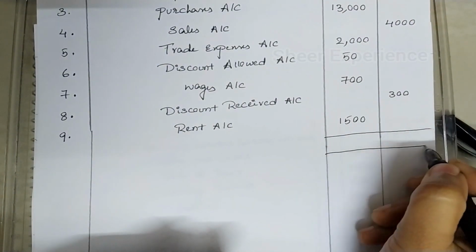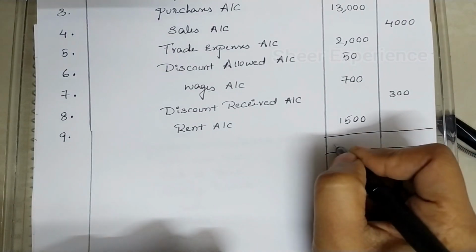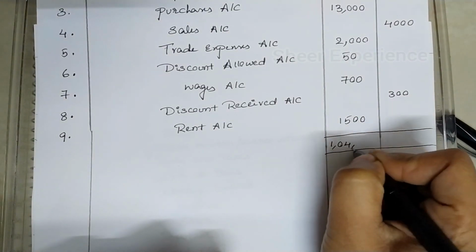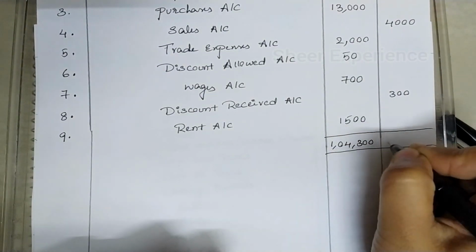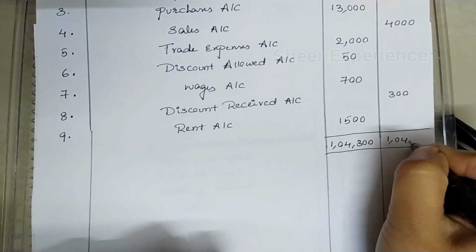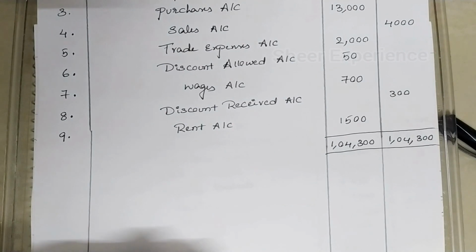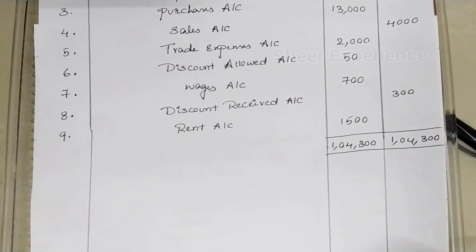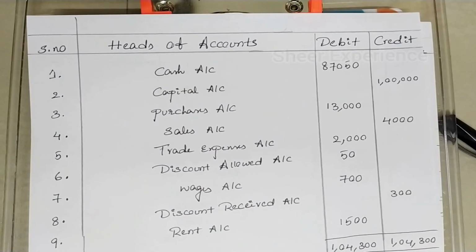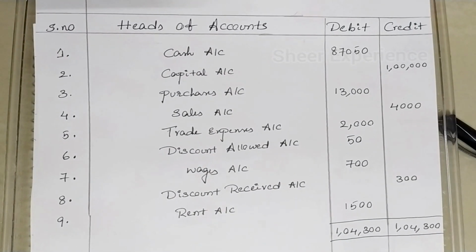Now we will add the amounts in both the columns. The amount should match with each other. If the amount is not matching, then we will mention the difference amount in the debit column, and in the heads of accounts column we will mention suspense account. Here the amounts are matching in debit column and credit column. The amount is 1,04,300. This is how we prepare trial balance based on ledger account balances.